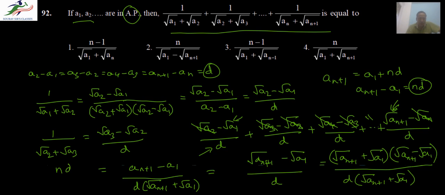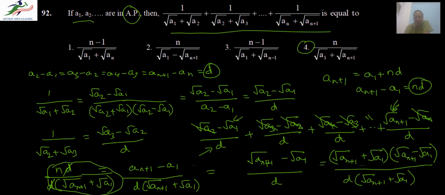So the numerator becomes nd, and in the denominator we have d into root a(n+1) plus root a1. So d and d will cancel, so we will have n by root a(n+1) plus root a1, which is the value given in option 4. So option 4 is the correct one.